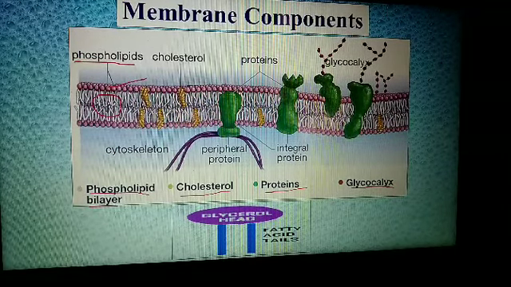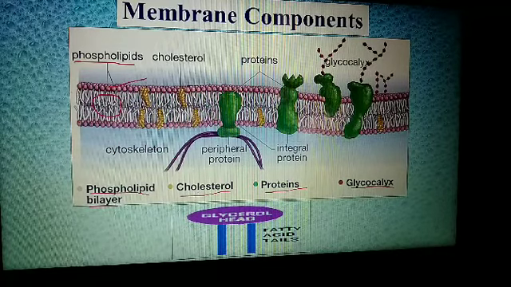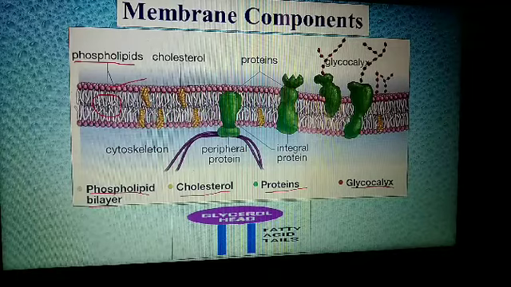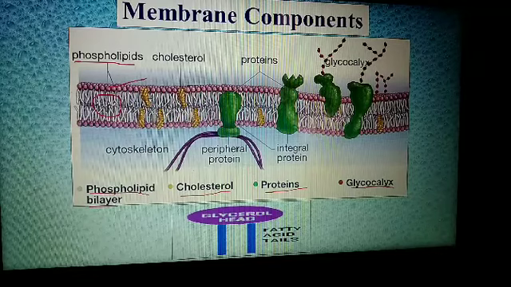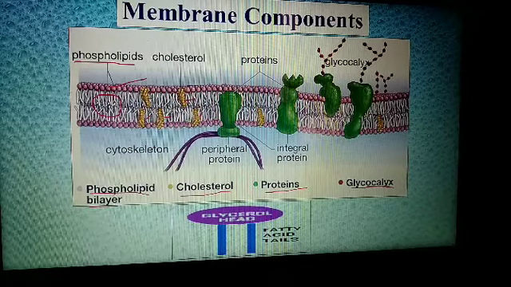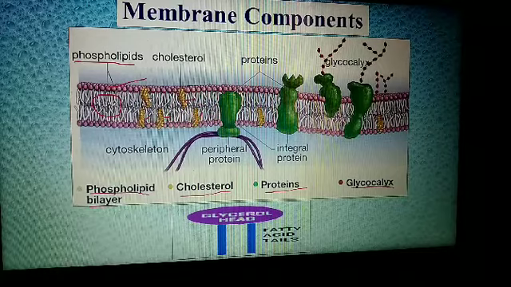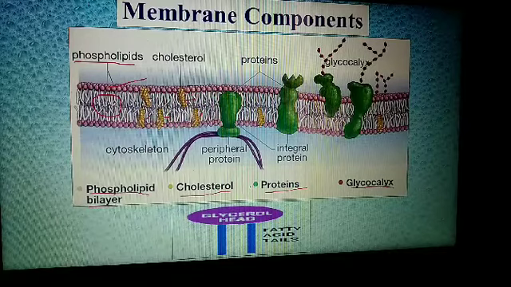The next component of cell membrane is cholesterol, which is embedded into the phospholipid, in between the phospholipid molecules. Here you can see these are all cholesterol molecules. It is also a kind of lipid, and the main function of the cholesterol inside the cell membrane is that it maintains the fluidity of the cell membrane. And the third component of the cell membrane is proteins.